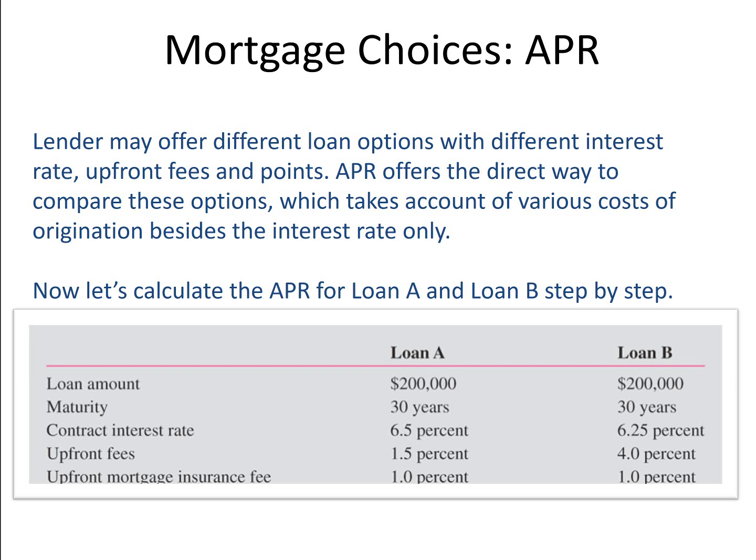Loan B has a lower interest rate, 6.25% annually, but it charges higher upfront fees, 4% of the loan amount. Loan B has upfront mortgage insurance fees of 1%. How do we calculate the annual percentage rate, taking into consideration all these costs?